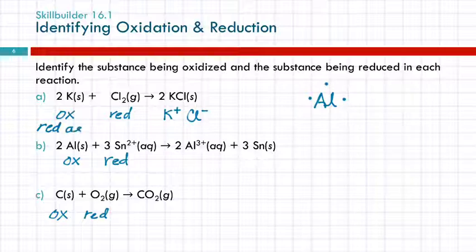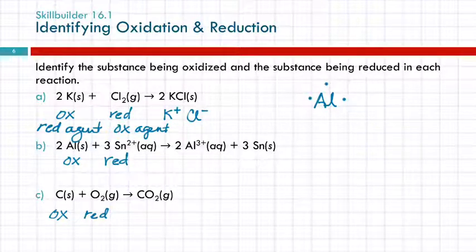That's the red agent. And the other one is not the blue agent, it's the ox agent, the oxidizing agent. Potassium is oxidized, it causes chlorine to be reduced. So this is the reducing agent. Chlorine is reduced, it is causing potassium, the other one, to be oxidized, so it's the oxidizing agent.